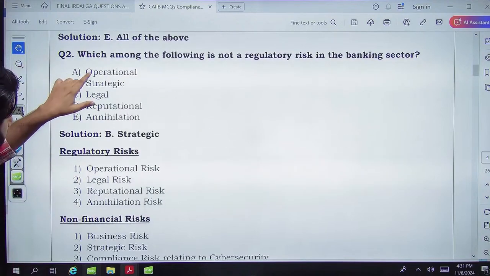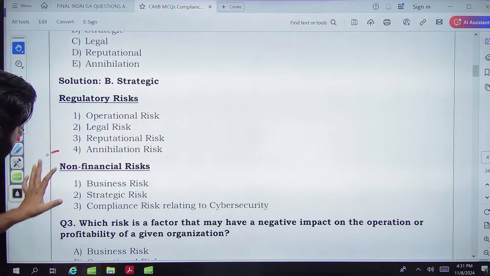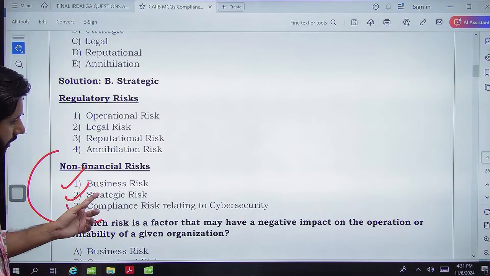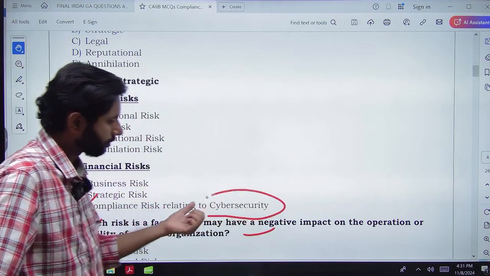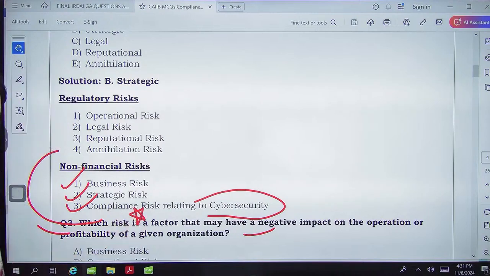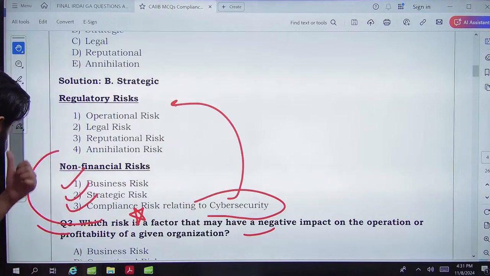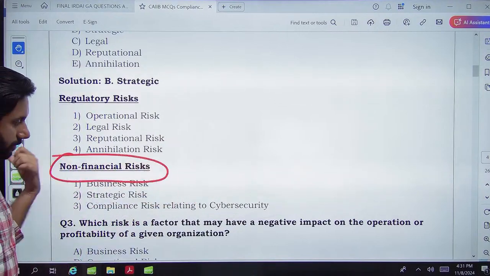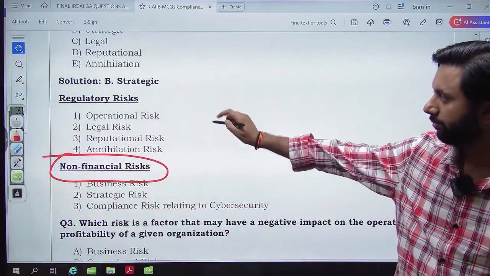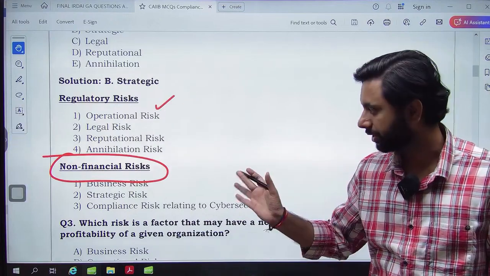which includes operational, legal, reputational as well as annihilation. Then we have non-financial risks, in which business risk, strategic risk, compliance risk related to cyber security come in. So this is an exception that you see over here, क्योंकि cyber security के भी guidelines आते हैं, but this is an exception case related to non-financial aspect of the banking, even though it being within regulatory domain. I hope this is clear.